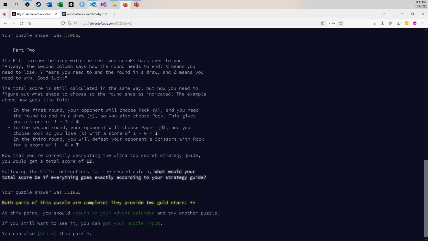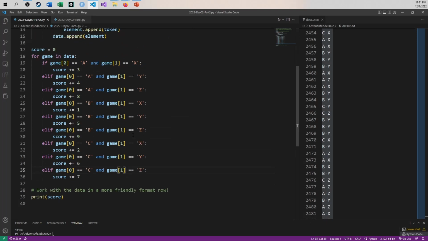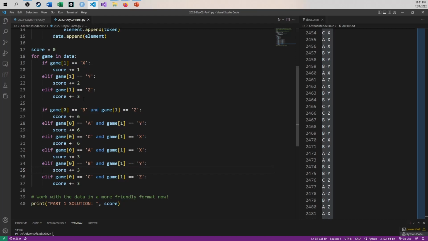Let me bring the code up one more time for you. Here's my part 2, which is the important part here. And then for part 1, just slightly different rules.